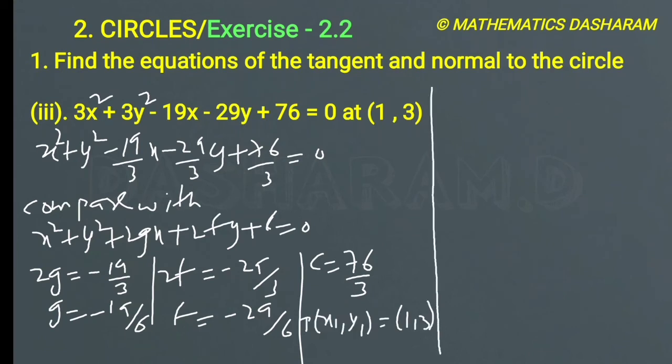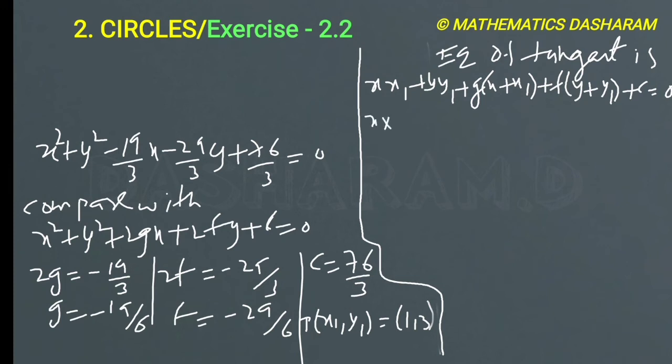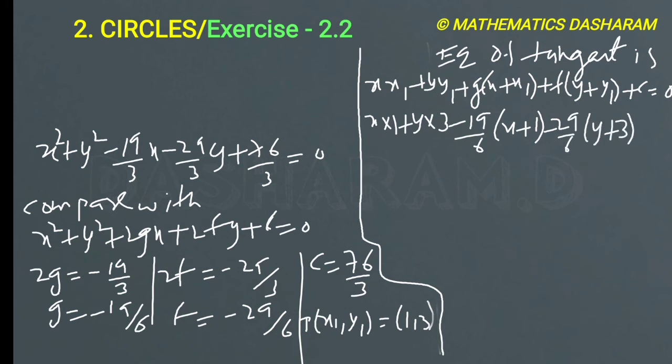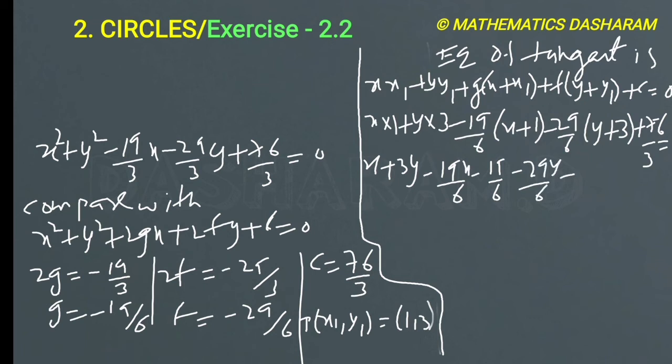Now the equation of a tangent formula: x into x1, that is 1, plus y into y1, that is 3, plus the g value -19/6 into (x + x1, that is 1), plus the f value -29/6 into (y + y1, that is 3), plus the constant 76/3 equals 0. x into 1 is x and y into 3 is 3y, then -19x/6 - 19/6 - 29y/6 - 29 threes are -87 divided by 3, and the constant term 76/3 equals 0. Sorry, here it is 87 divided by 6.